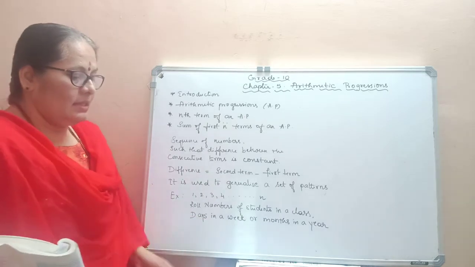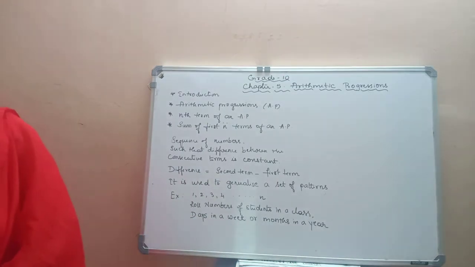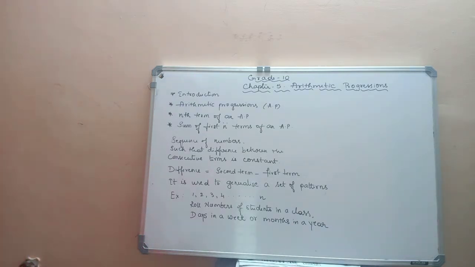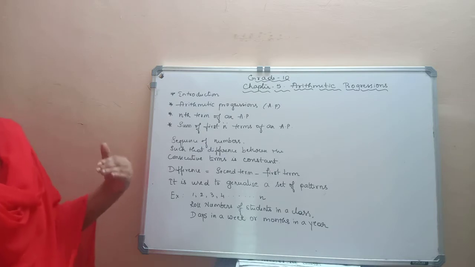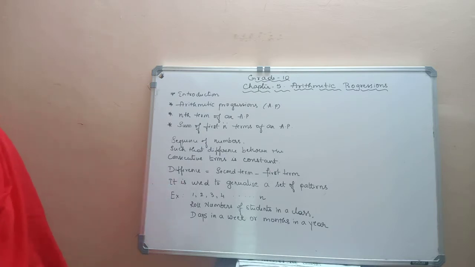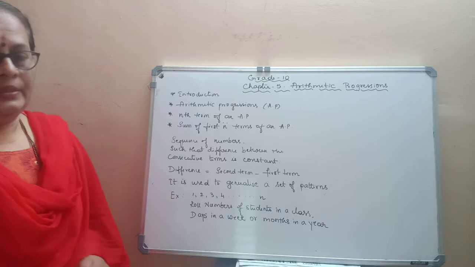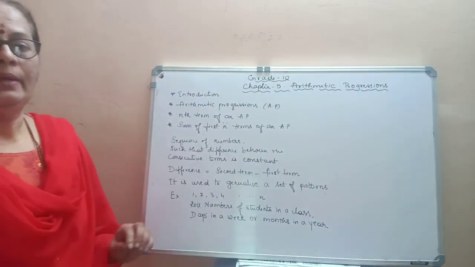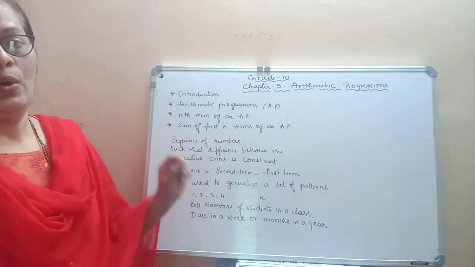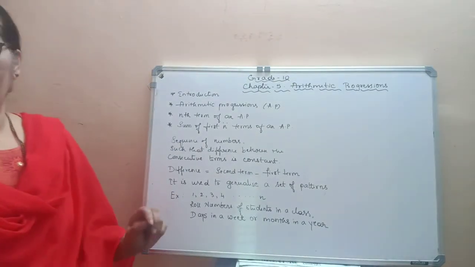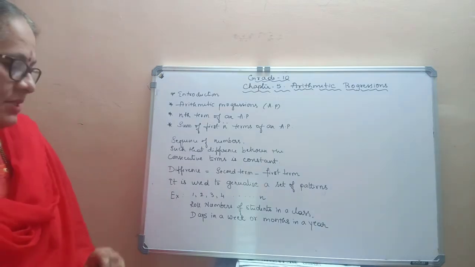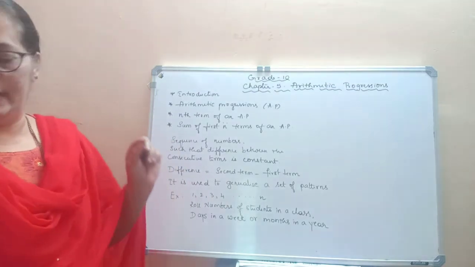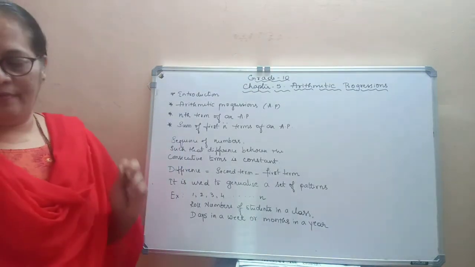Like this, an arithmetic progression is a list of numbers in which each term is obtained by adding a fixed number to the preceding term. Preceding means the previous term, except the first term. So, once again I will repeat, what is arithmetic progression? An arithmetic progression is a list of numbers in which each term is obtained by adding a certain number to the preceding term except the first term.